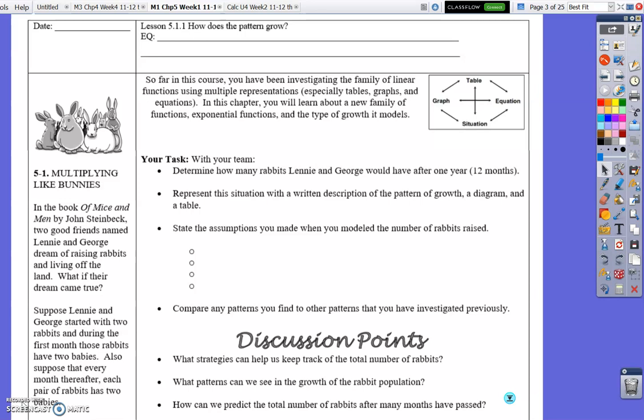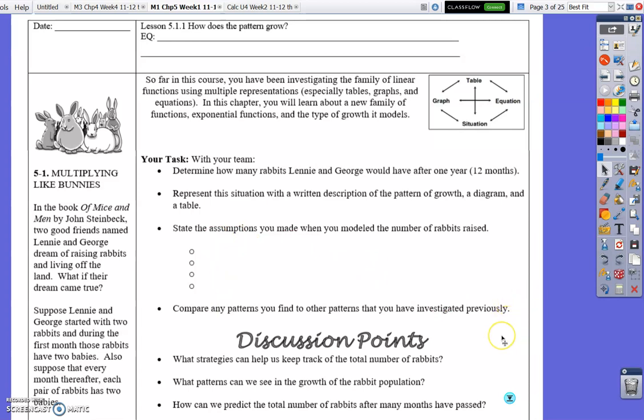So we're going to try to come up with a way to model this. And here are our tasks. First, we're going to try to figure out how many rabbits they have in 1 year. We're going to represent the situation with a written description of the pattern of growth. So we're going to figure out the pattern of how it grows. We're going to draw a diagram and a table. We're going to make some assumptions. We'll come back here and fill in these bullets as we make those assumptions.